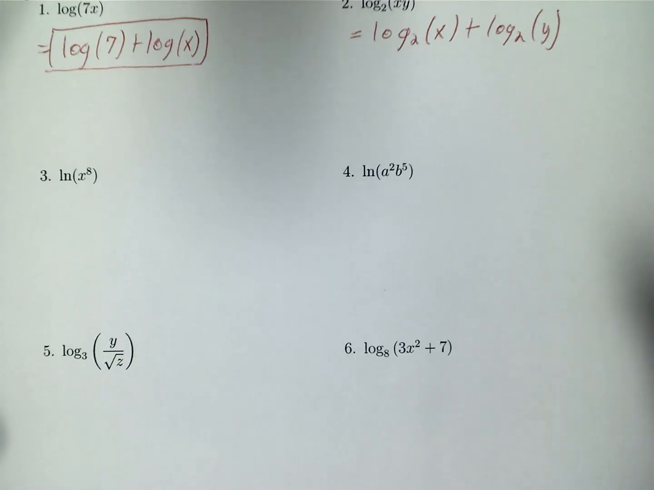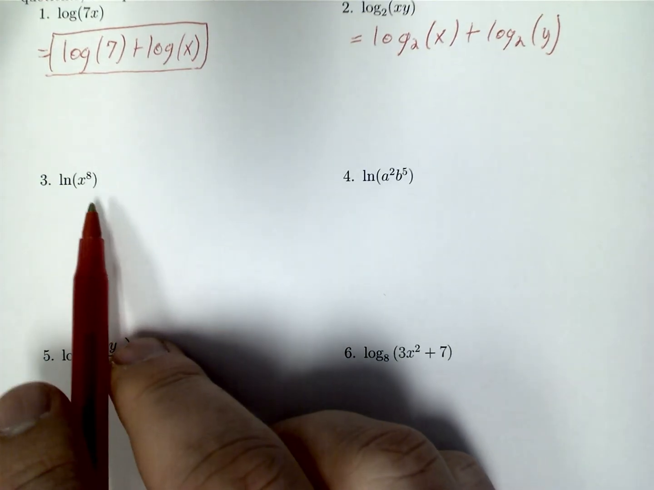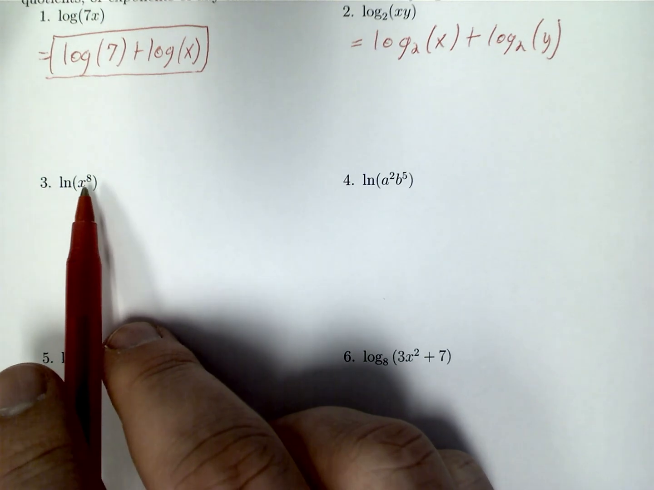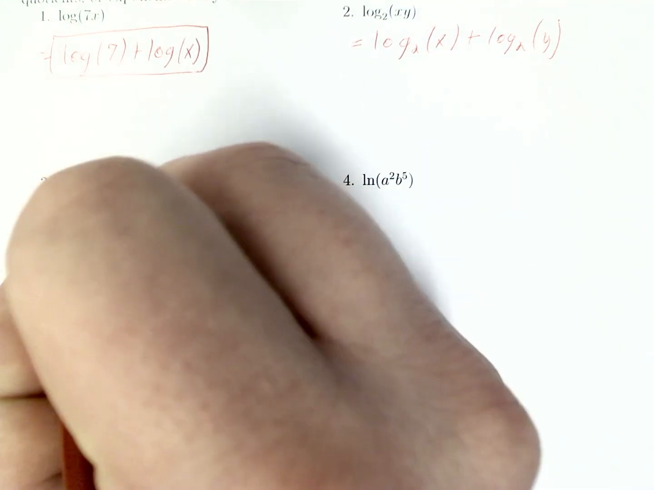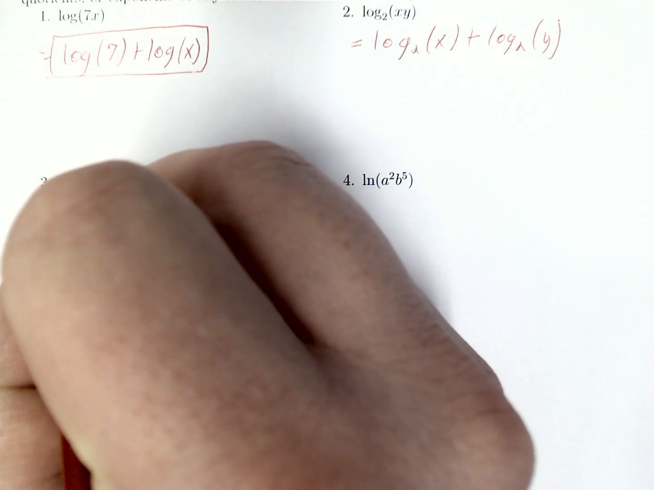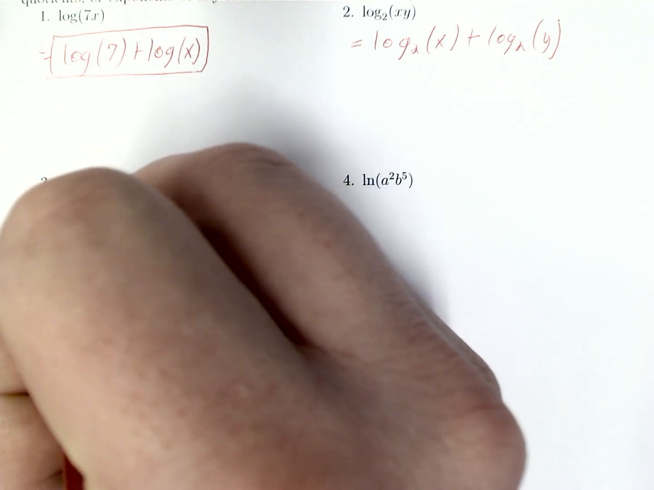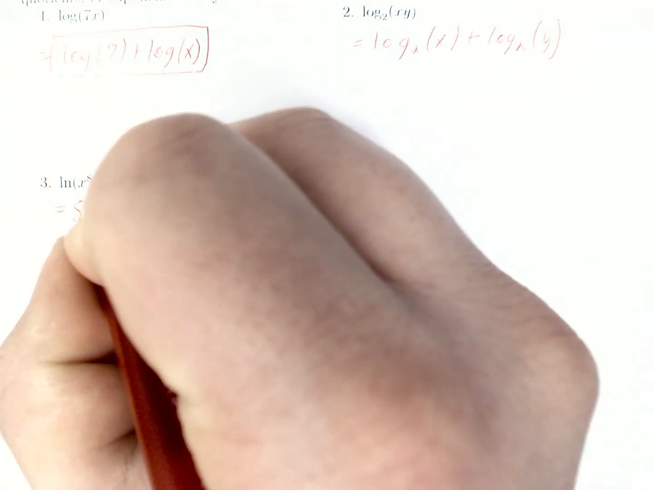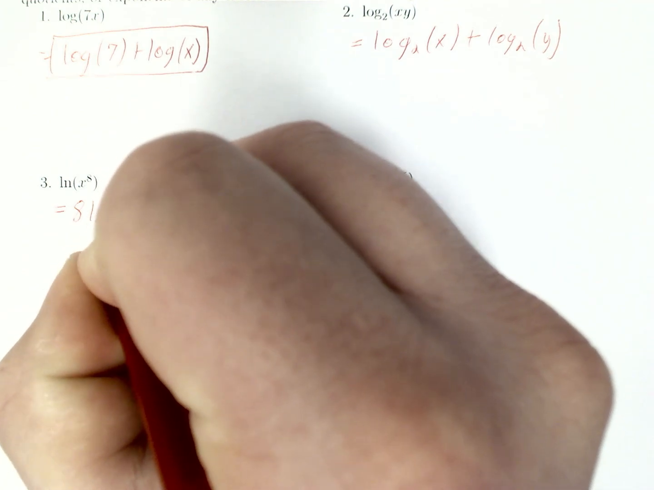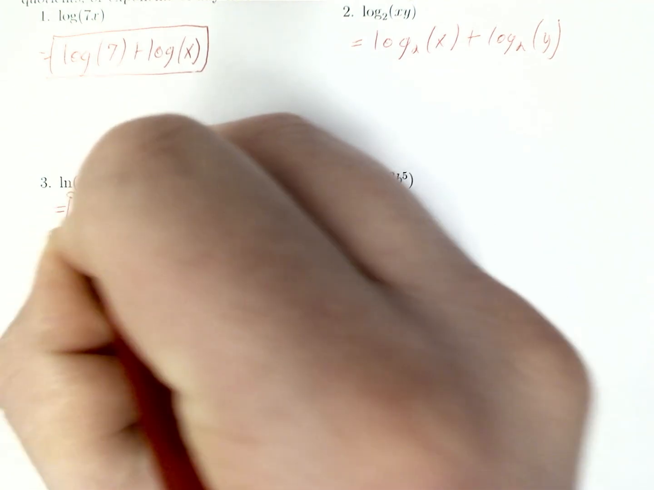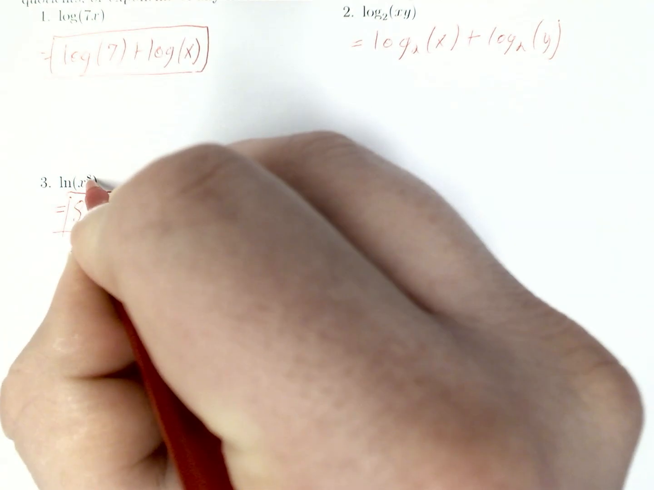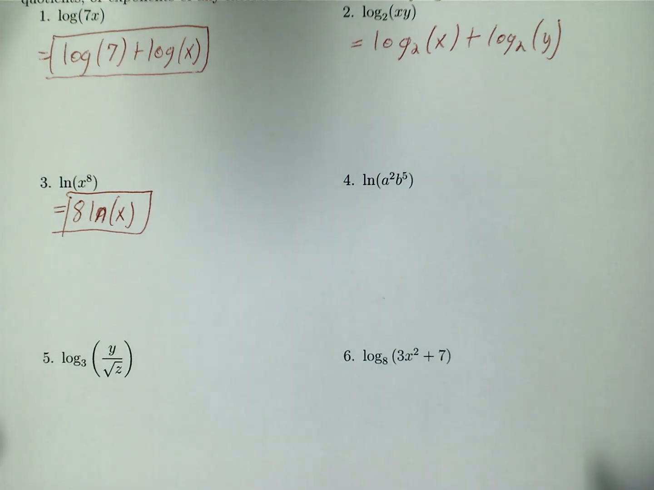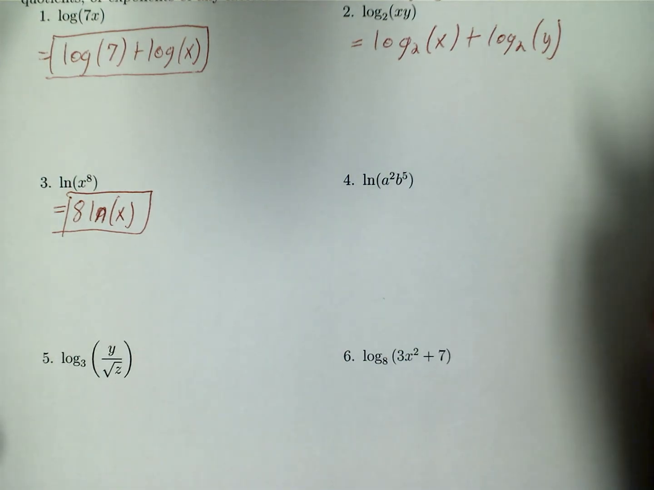We also have, again, exponents. So if there's an exponent on the inside, we can bring it out front. Here we have ln, which, by the way, is log base e. So we have 8 ln of x. So again, we can take the exponents and move them out front. So 8 ln of x.